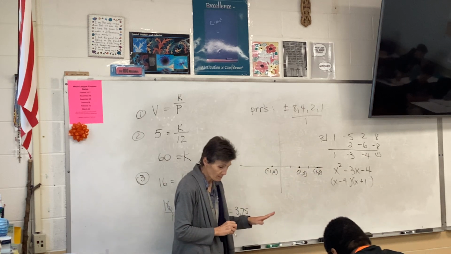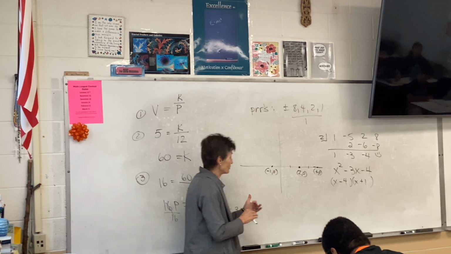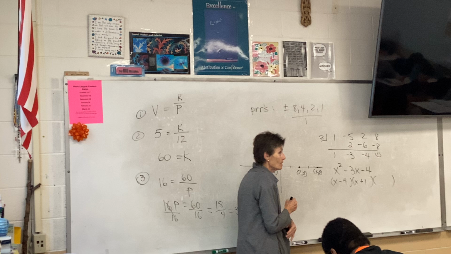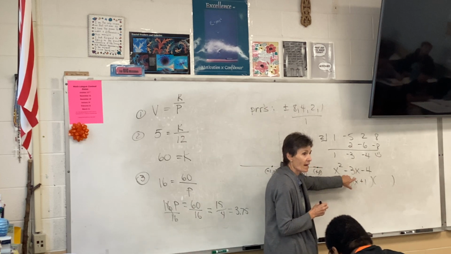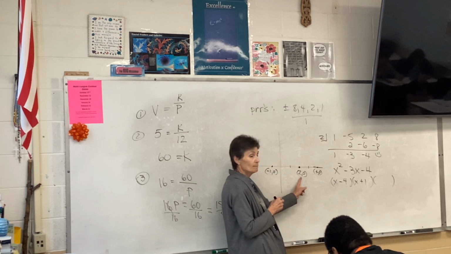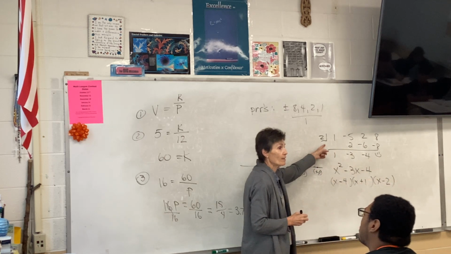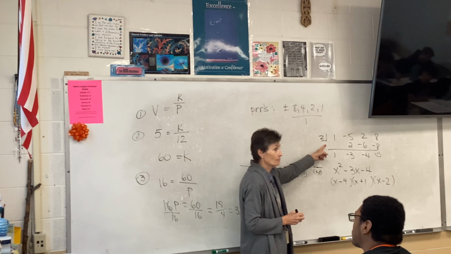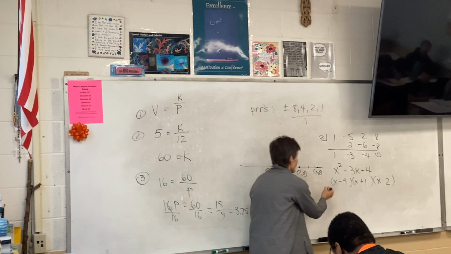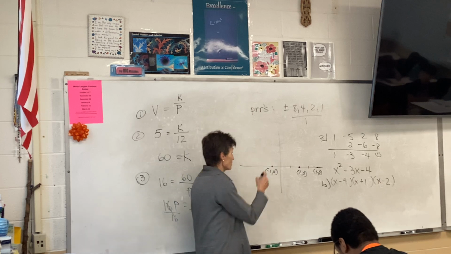Now, I always get ahead of myself. Part B said find the factors. Factors are these, okay? There's supposed to be three of them. These are the two that we got from that. What's the third factor going to be? X minus 2. The third one came from the number that we guessed. Look, if there's a dot here, doesn't that mean there's a factor of x minus 2? So these are the answers to part B. Those are the factors. Now, part C is the picture.